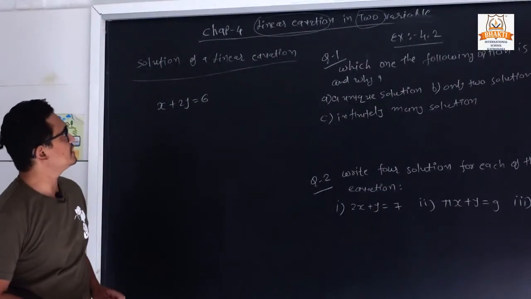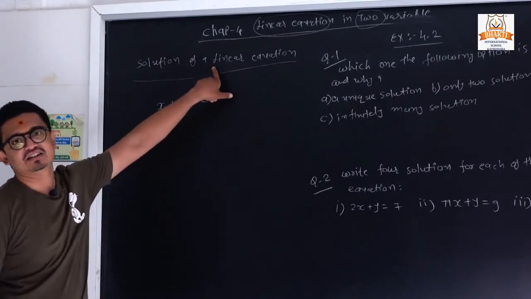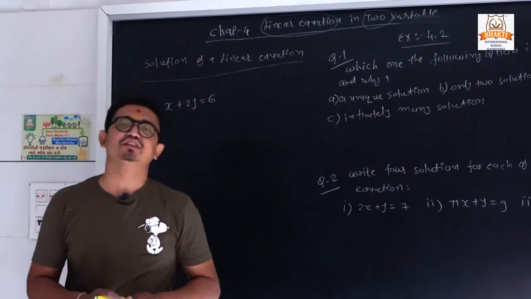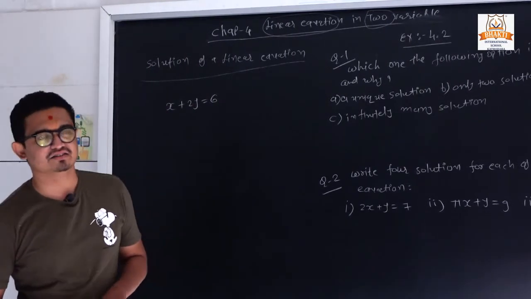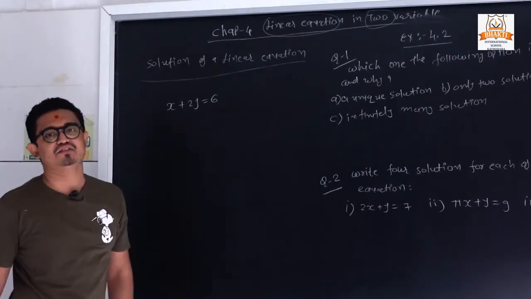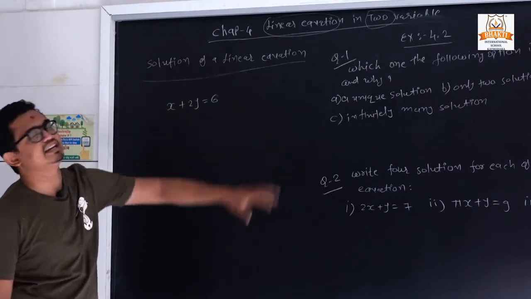So now the next topic of chapter 4 is the solution of a linear equation. So how can we find the solution for a linear equation? There are so many methods. So let's take one example. From that you can get the idea of how we can find the solution of a linear equation.